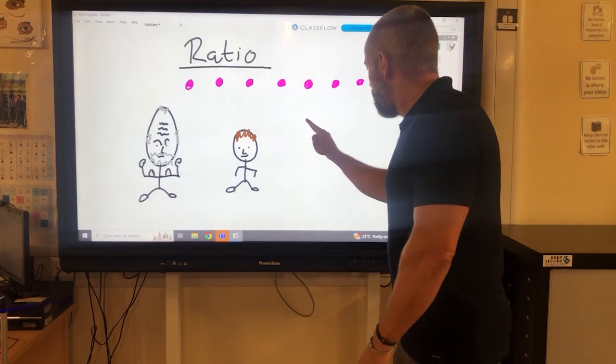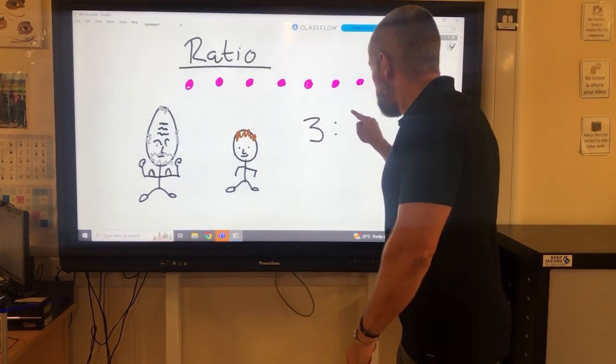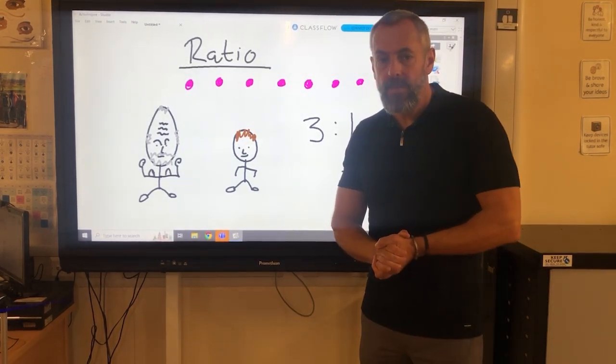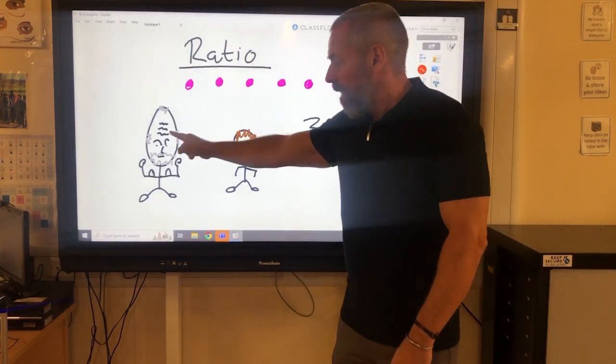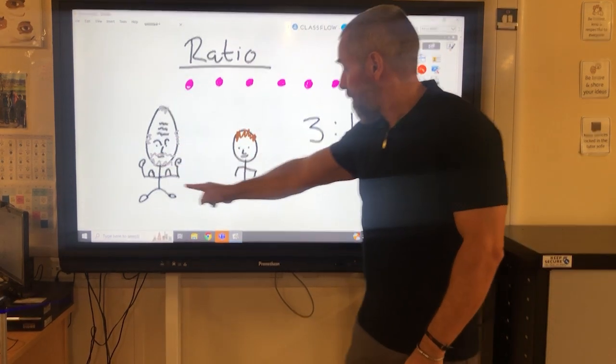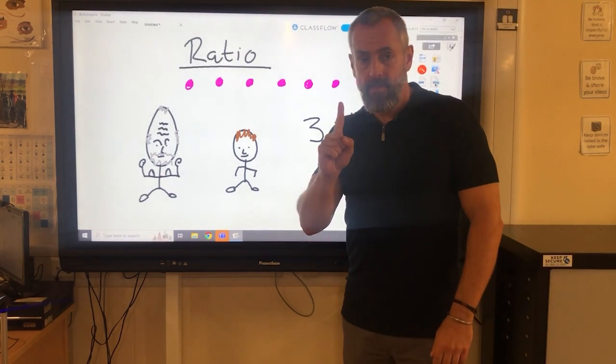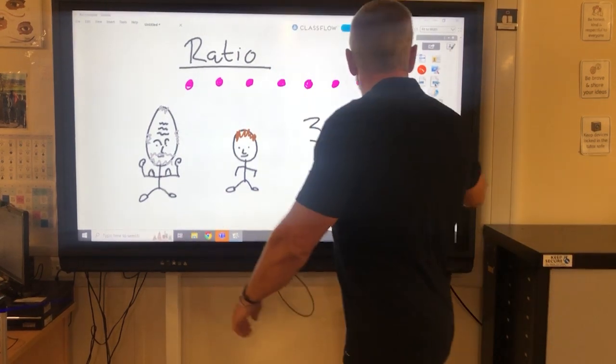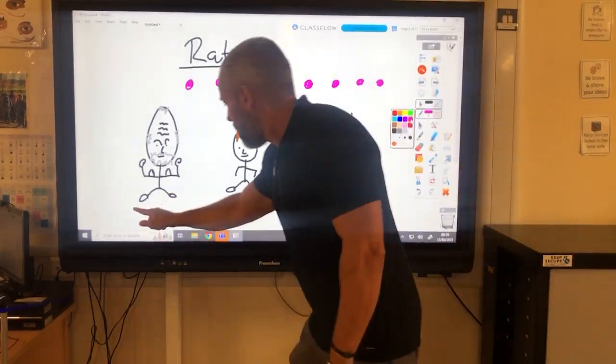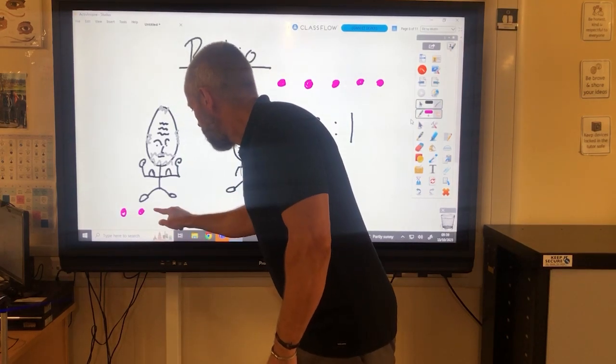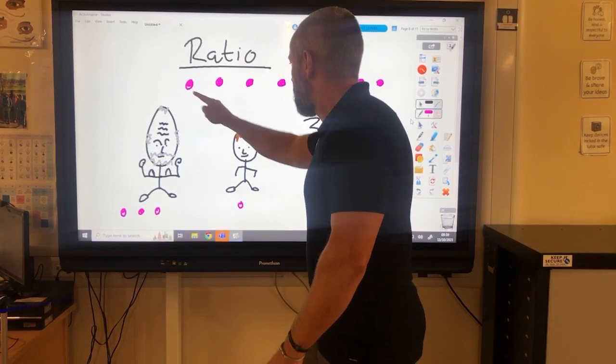We're going to share them out in a ratio of 3 to 1. Okay? What that means is, for every 3 sweets that I get, Rafe is going to get 1. So what that looks like is, let's get our sweets up. 1, 2, 3 for me, and 1 for Rafe.